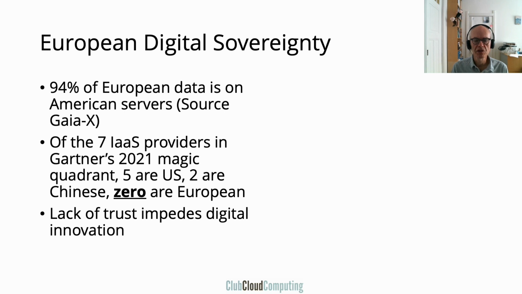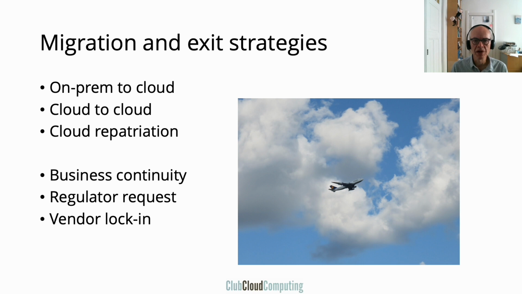and this fear of nation-state interference. A third one on a strategic level is migration and exit strategies. How do you migrate from an on-premises situation to cloud? Well, the cloud providers are going to help you with that. From one cloud to another cloud is also something that you want to be able to do to some extent to retain strategic choices. And there are a couple of companies who find it very relevant to have a cloud repatriation strategy, so bringing back from the cloud.